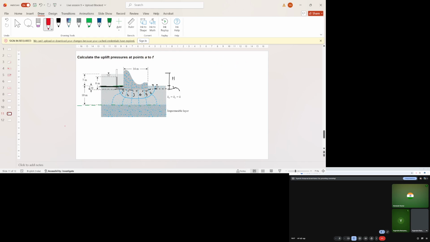Now, what we'll do is we'll solve this question. This is a dam that has been given to us, and the cross section of the dam is given. What we are being asked to do is calculate the uplift pressures.